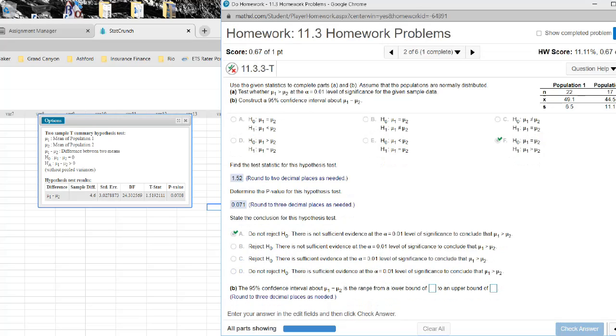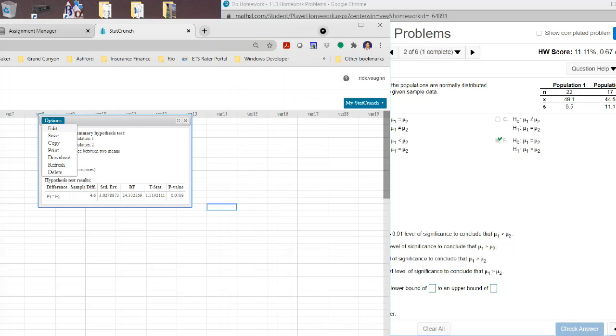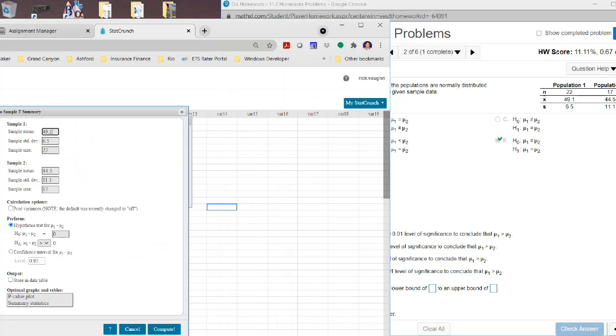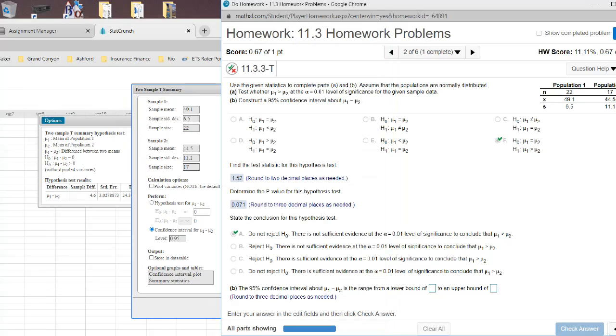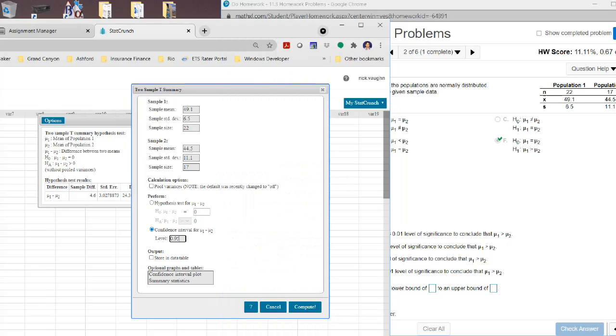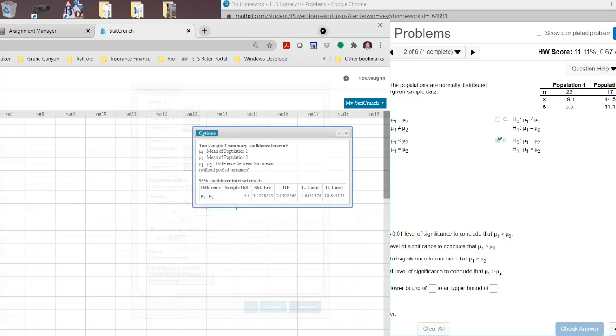Now we're going to do the confidence interval. So I'm going to come up here. I'm just going to go to Edit, so I don't have to retype the data in here. Now I'm going to switch it over and do a confidence interval instead, and make sure that it's a 95% confidence interval. Make sure that this is set to be the same, 0.95, which it is. All of these numbers should still be the same, and then press compute.